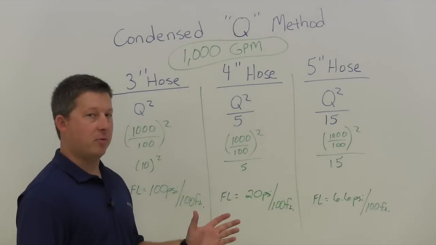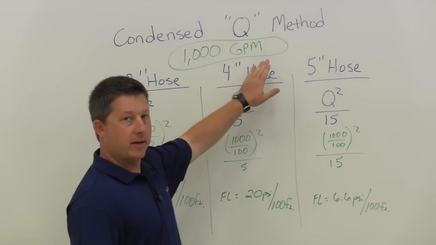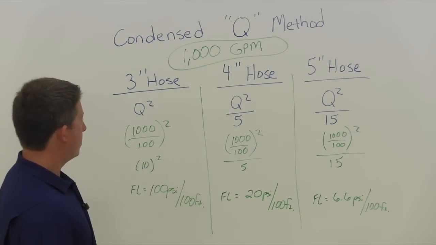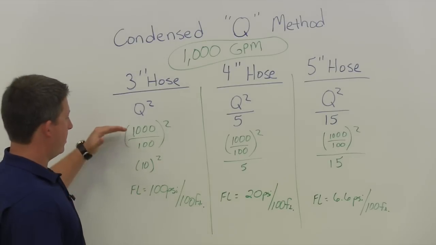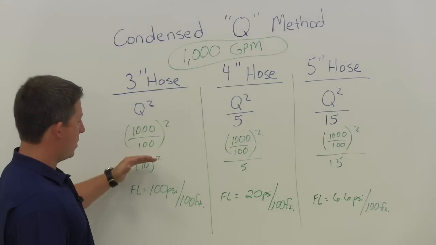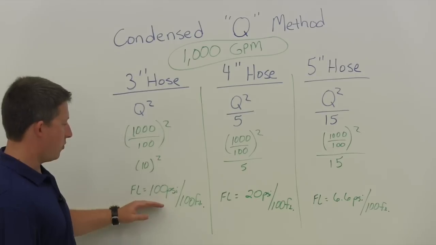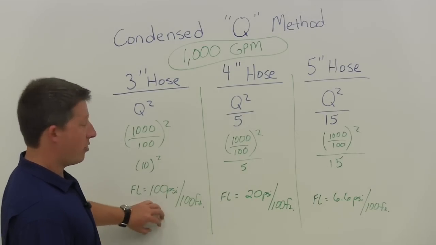Okay, here's another example using the condensed Q method. This time we're going to move 1,000 gallons per minute through the hose line. So with a 3-inch hose, we're going to use hundreds of gallons per minute, so we'll have 1,000 divided by 100, which is going to be 10, and 10 squared is 100. So friction loss is going to be 100 psi per 100 feet of hose in the 3-inch hose.